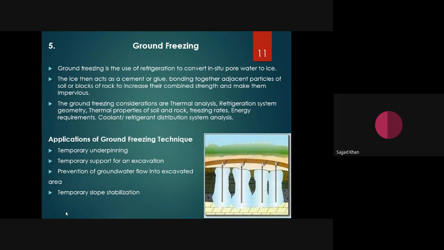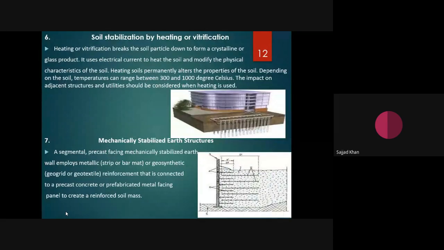Ground freezing considerations include thermal analysis, refrigeration system geometry, thermal properties of soil and rock, freezing rate, energy requirement, and coolant refrigerant distribution system analysis. Applications of the ground freezing technique are temporary underpinning, temporary support for an excavation, prevention of groundwater flow into the excavated area, and temporary slope stabilization. The sixth method is soil stabilization by heating or vitrification.